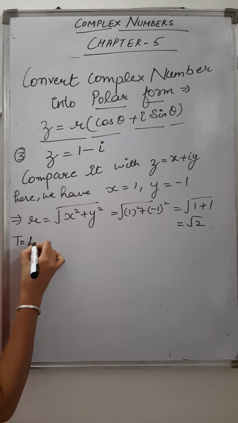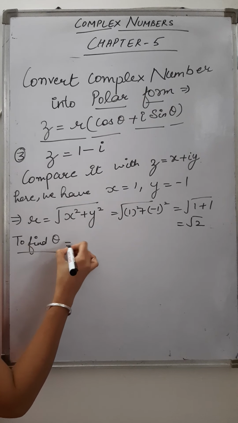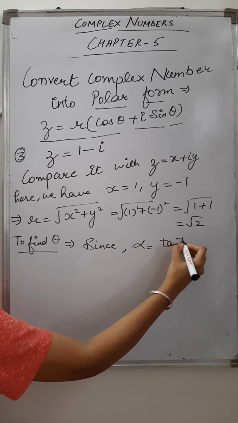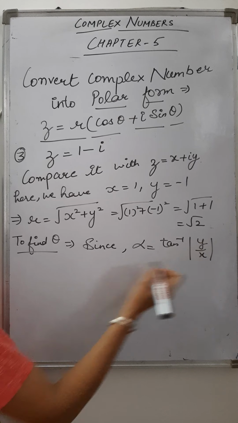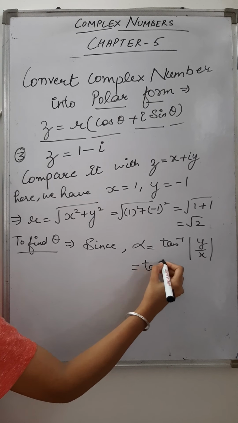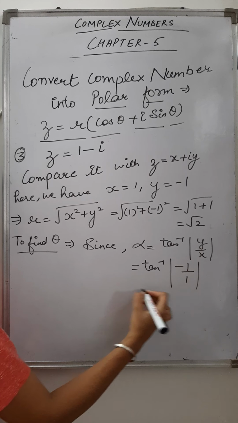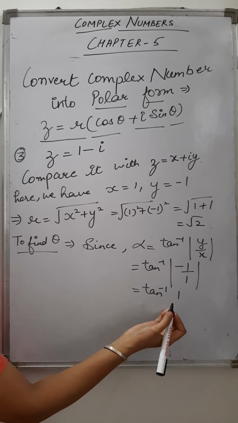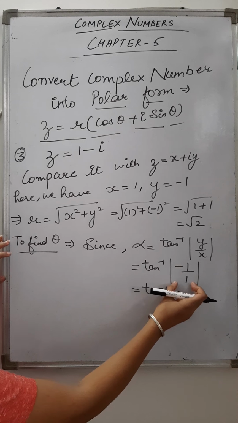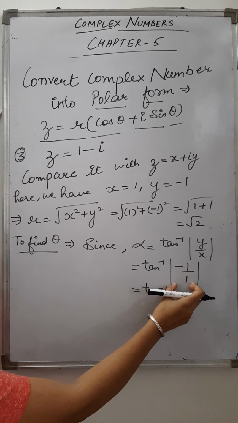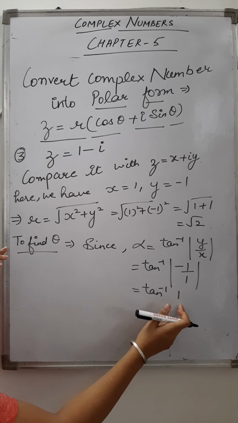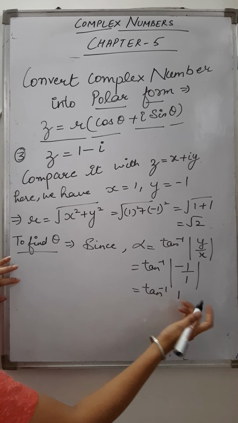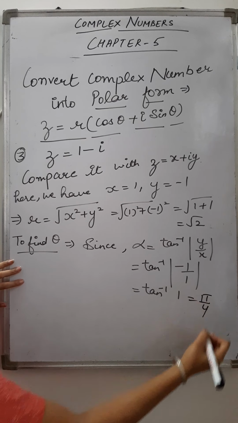To find theta, since we have alpha is equal to tan inverse of modulus y upon x. So this implies tan inverse, y is minus 1 and x is 1. This is tan inverse 1. How? Because the modulus of a negative number is positive. So the negative sign goes away and the value outside will be positive. At which angle is the value of tan 1? This is your pi by 4, 45 degrees.